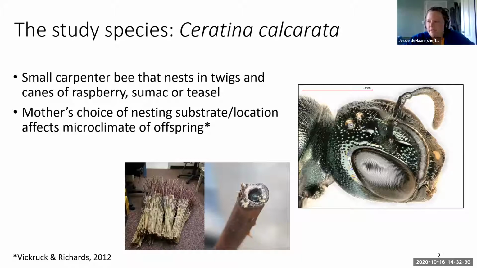And once the female's inside, either in the early morning or in the evening, you can move the nest to a new experimental location. It's important to note that the mother's choice of nesting substrate and location can naturally affect the microclimate in which her offspring develop, but we can also move the nest to experimentally affect that microclimate ourselves.